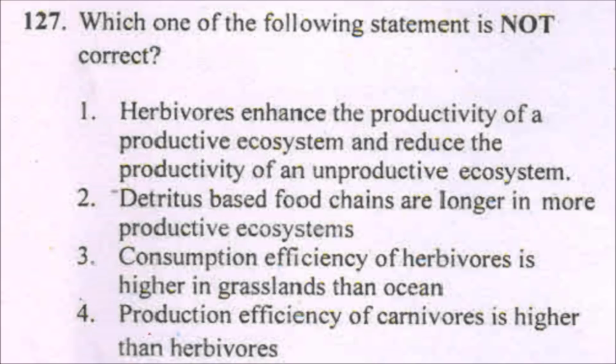The statement here is that the herbivore enhance the productivity of the productive ecosystem. Is true. The terrestrial based food chain is longer. Obviously, it will be longer, and the consumption efficiency of herbivore is higher in grassland than ocean. The statement incorrect is the number 3, as the consumption efficiency of herbivore in ocean is more than that of the grassland.